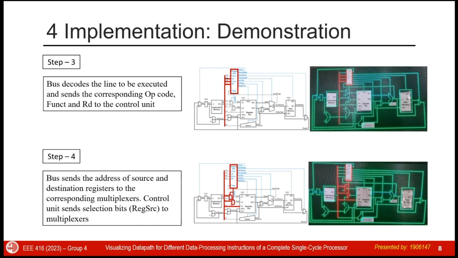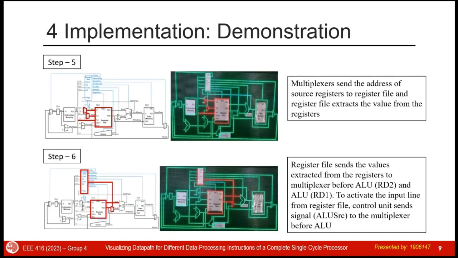Firstly, the control unit sends 00 as reg source to enable the input lines coming from the bus. Then the addresses of the source registers are sent to the register file from multiplexers, and the register file extracts the values inside the registers. The register file sends these values to the ALU, but before that the control unit sends 0 as ALU source to activate the input coming from the register file.